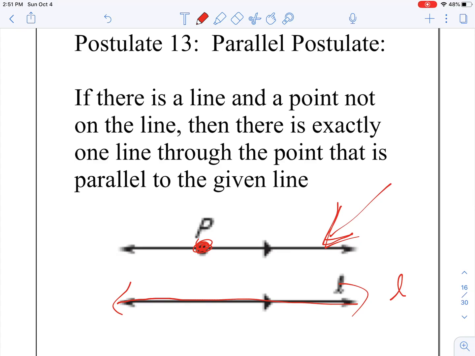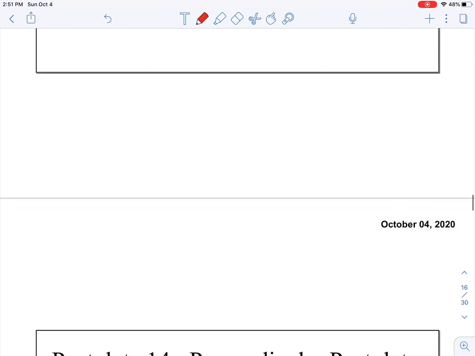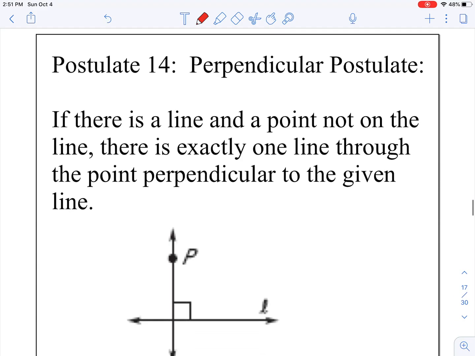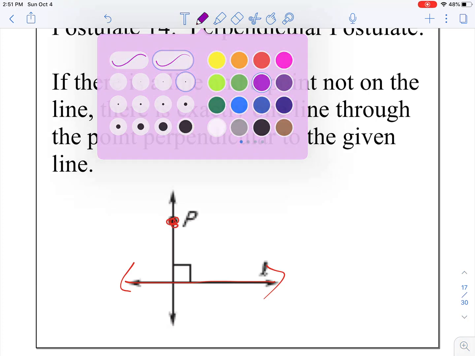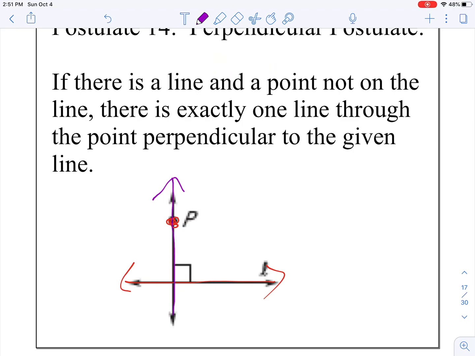Right? That's because they have to have the same slope. Likewise, there's only going to be one line that is perpendicular to it also. If there is a line, so we have our line L, and a point not on the line, so there's our point P, then there's only going to be one line that can go through my point and be perpendicular to line L. And that's this line that's drawn right here. Right? And that's exactly what this theorem or this postulate actually means.